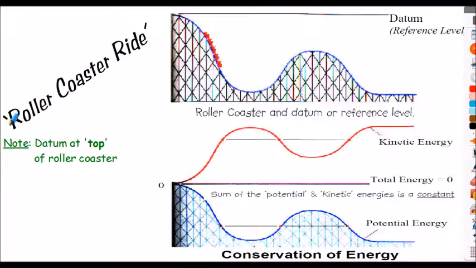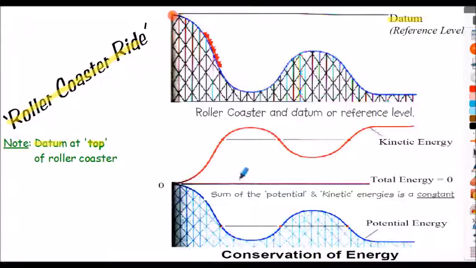Here's our roller coaster ride once more, but this time the datum of the roller coaster ride is taken at the top of the roller coaster, so the datum is actually up here. So if again we initially consider our roller coaster to be at the top of the incline and to be stationary, now the datum is at the top of the incline, then there cannot be any potential energy associated with the roller coaster at that stationary position.